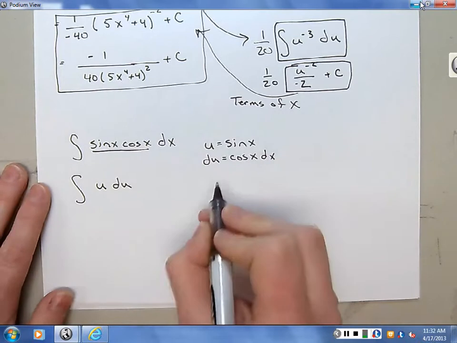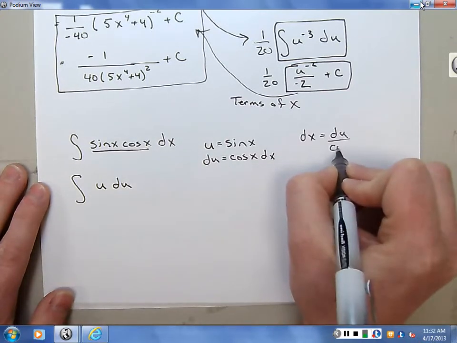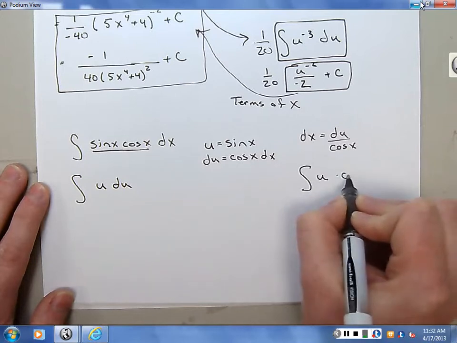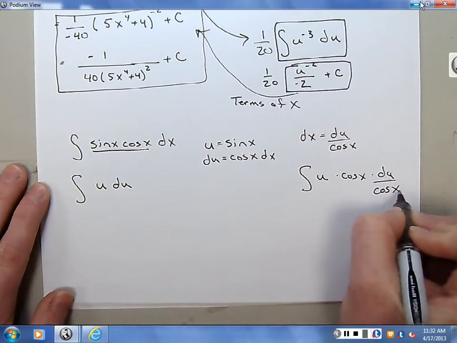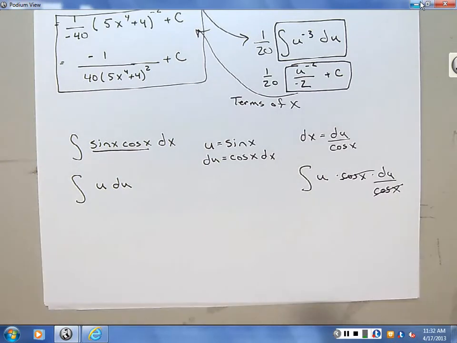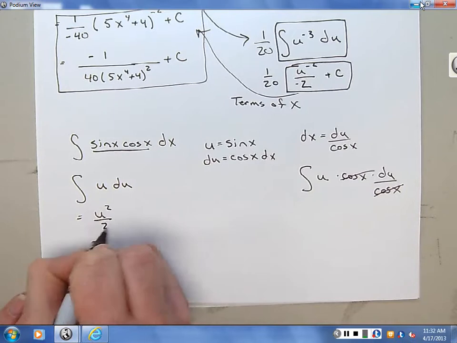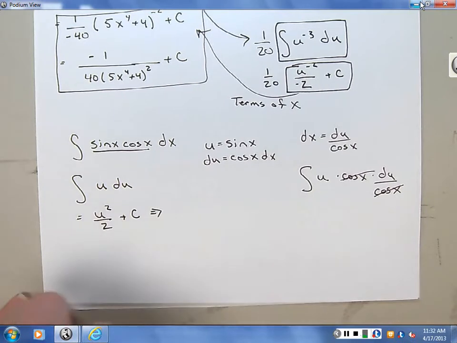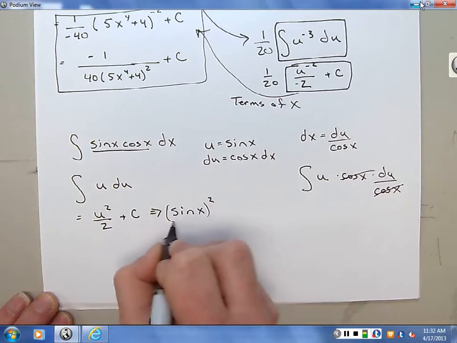Right? If I show how I plug this in, dx is du over cosine of x. So I have the integral of u times cosine of x times du over cosine of x. So the cosines cancel, and I have the integral of u du. What's the integral of u du? U squared over 2 plus c, but u is sine, so then this is sine of x squared over 2 plus c.